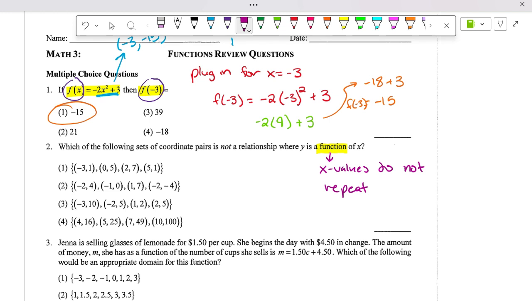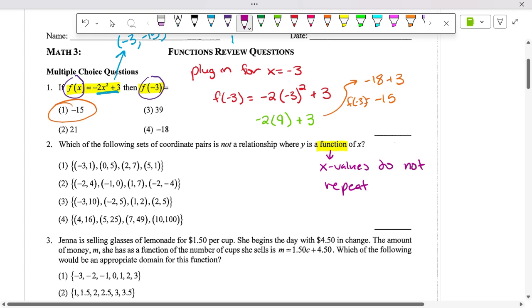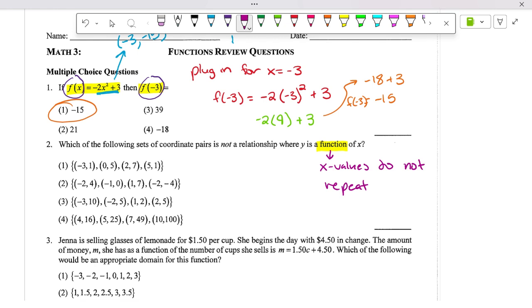All right. So what I want you guys to do is look at all the points in each relation. You're looking for if any x's repeat. If they repeat, they're not a function. There should be only one of them where it's not a function. So take a minute on your own, figure out which one of those sets is not a function. You can talk to your group mates.